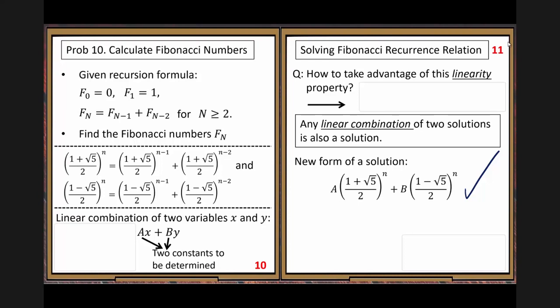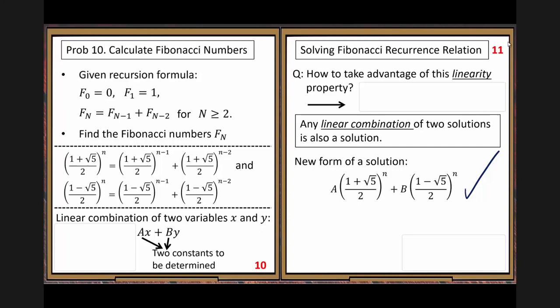So the question becomes: can we choose appropriate capital A and appropriate capital B to fit the two given initial conditions? We just choose appropriate A and appropriate B such that the two initial conditions are satisfied. How about that idea? Because we have some freedom in capital A and capital B.